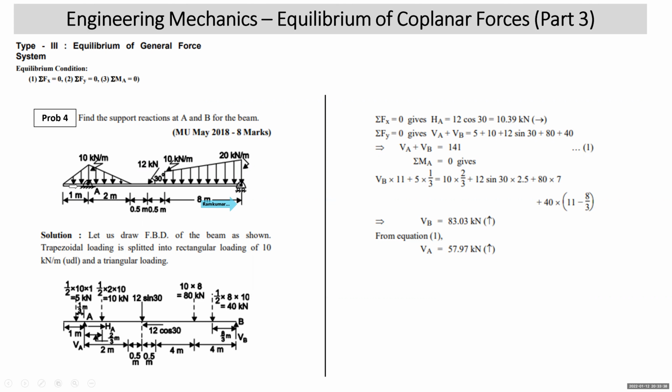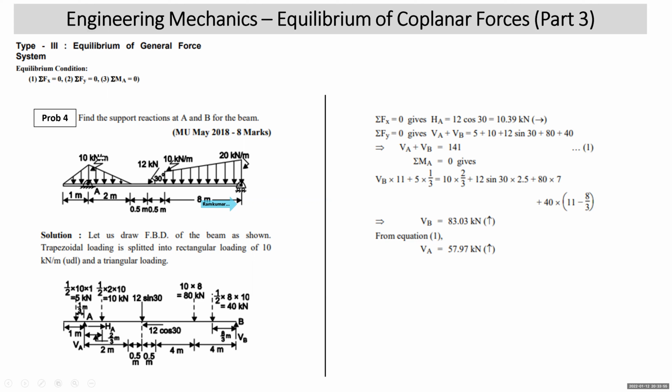Now what will I do, this triangle load, I will take it to the left of A, this one, right? You have to divide this UVDL into 2 right angle triangles. This is 1 right angle triangle, half into 1 into 10. So it comes to 5 kilonewton, which will act at 1/3 meter left of A.